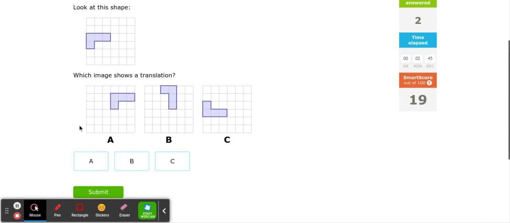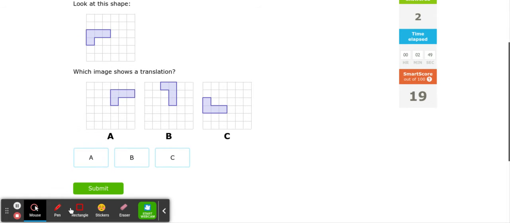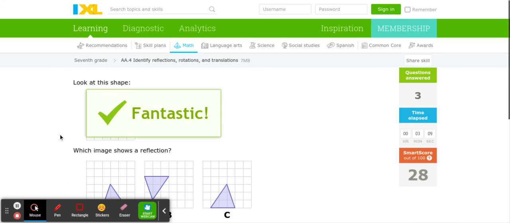Let's do one more. Look at this shape. Which image shows a translation? Translation is moving, so in A, it does move. So it should be that one. But let's check the others just to make sure. C, I would say it's a reflection, because if you flip it, it's technically a reflection. And B is the rotation. Let's check our answer. And it was correct.